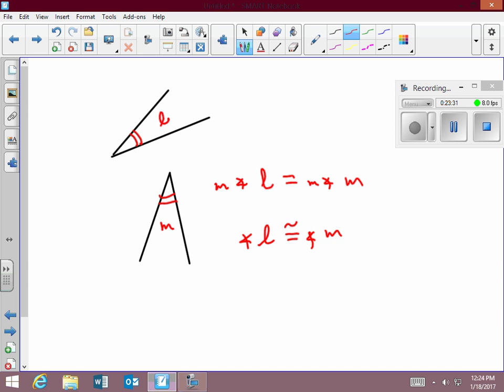It wouldn't be proper notation to say something like: the measure of angle L is congruent to the measure of angle M. The definition is they're congruent if their measures are the same. So if the measures are the same, then you can say the angles are congruent. It's kind of a technical thing.